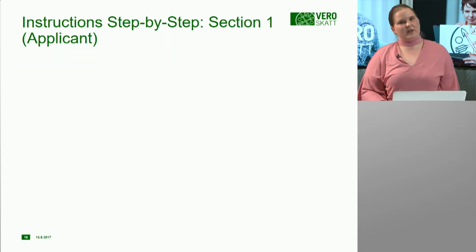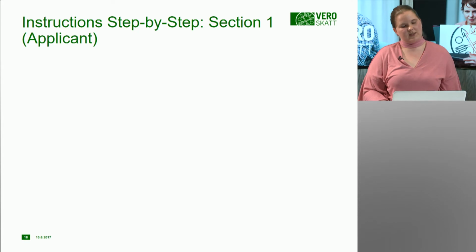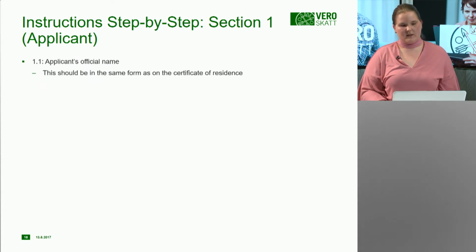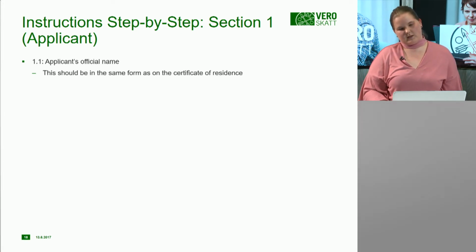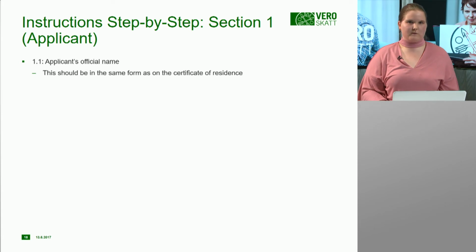Now, I thought it might be a good idea to go through some of the major changes we've done to the instructions step by step. So in case you have the application form next to you, I would recommend that you take it out now. So section 1, which concerns the applicant. The applicant's official name. This should be the same as it is on the certificate of residence. So please don't add any additional information on there that doesn't belong there.